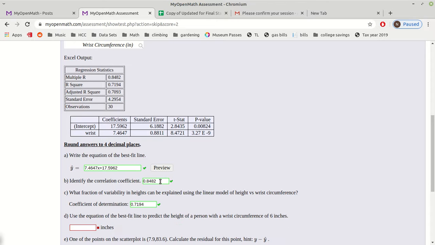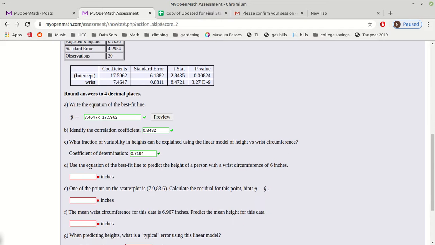The correlation coefficient is just r, so we're just going to do r there. So 0.8482. The coefficient of determination is r squared. Let's not worry about this adjusted r squared. Just ignore that until you go on into another statistics class, I guess. It says use the equation of the line of best fit to predict the height of a person with a wrist circumference of 6 inches.